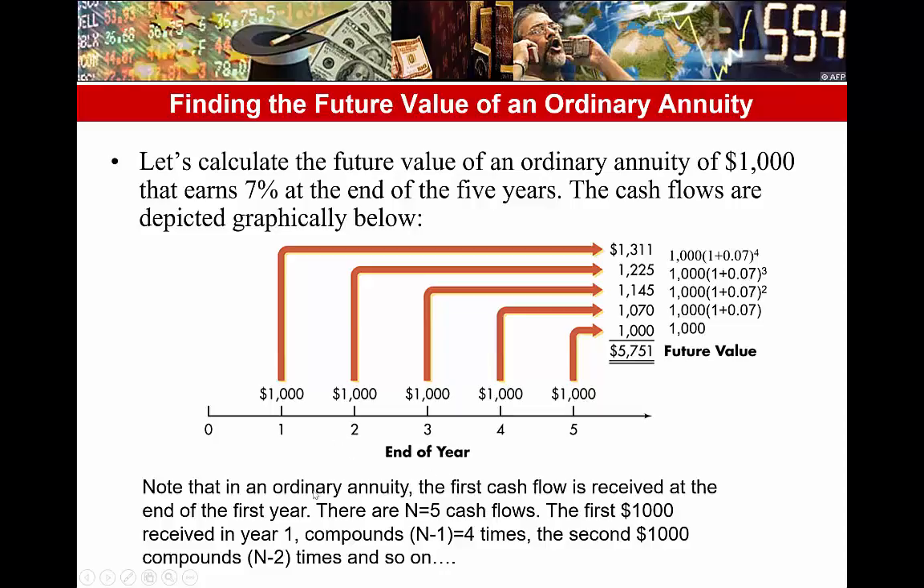So in a 5-year ordinary annuity, the first cash flow compounds n minus 1 times, the second cash flow compounds n minus 2 times, the third cash flow compounds n minus 3 times, and so on.